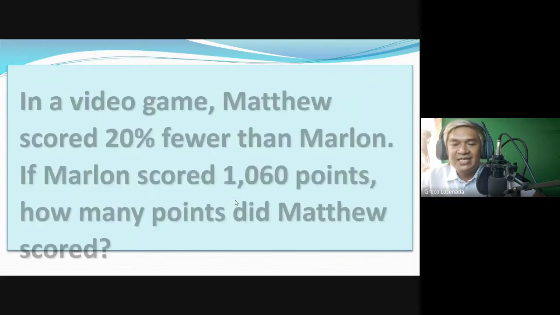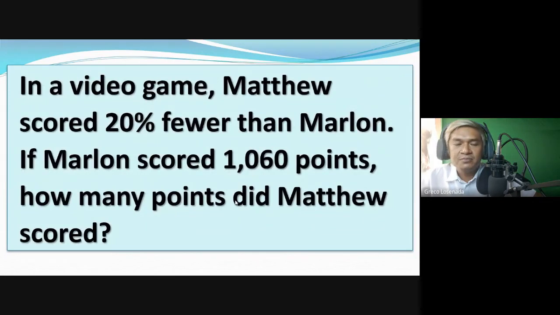Now let's have this next non-routine problem. In a video game, Matthew scored 20% fewer than Marlon. If Marlon scored 1,060 points, how many points did Matthew score? So here, you're going again to illustrate the problem using the block model method. So we need to draw first a rectangle. Then we have to divide the rectangle into 10 equal parts. So each part, how many points will it contain?